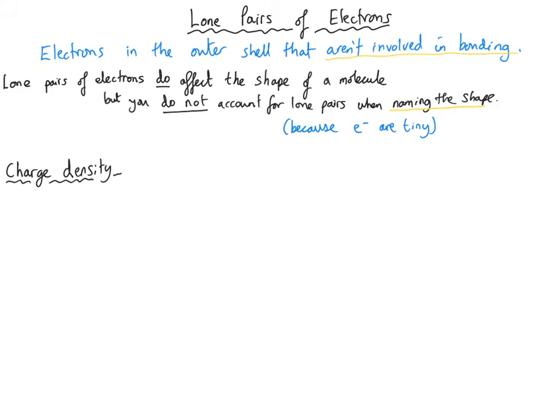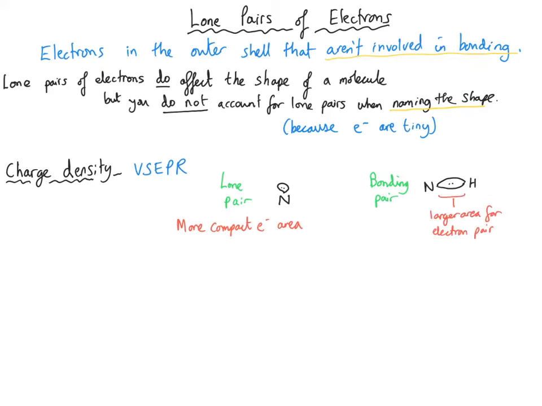Now this links back to VSEPR, to the repulsion between clouds of electrons, because lone pairs of electrons are a bit more compact. They're not spread between 2 atoms, they're localised on 1 atom, and so they're not the stretched out shape that a bond is, they're more bunched up, sort of pear-shaped orbitals where you find the electrons very close to a central atom.